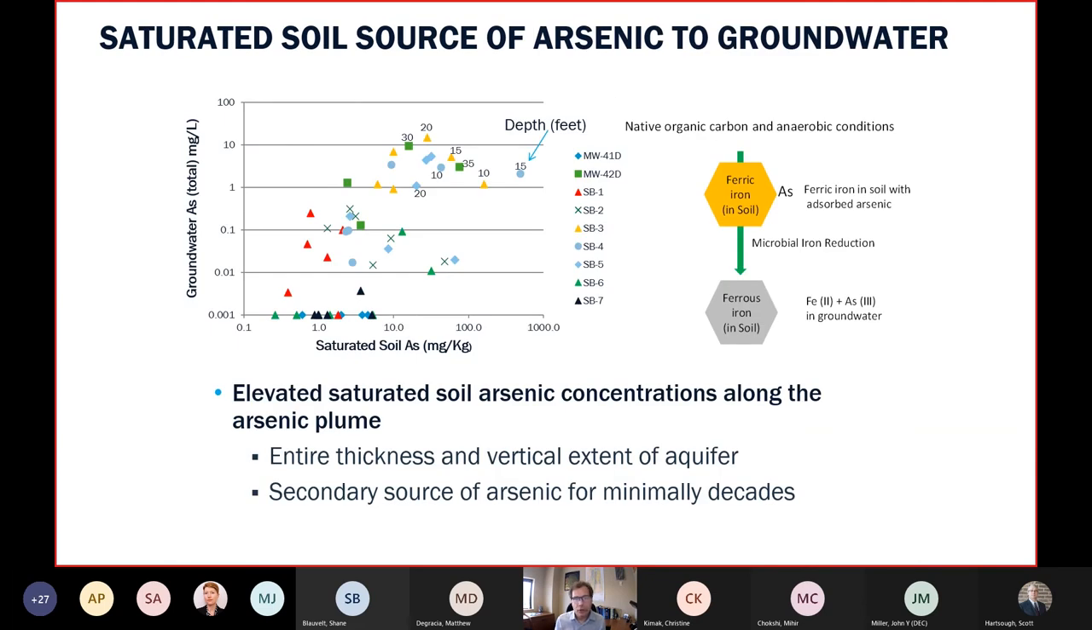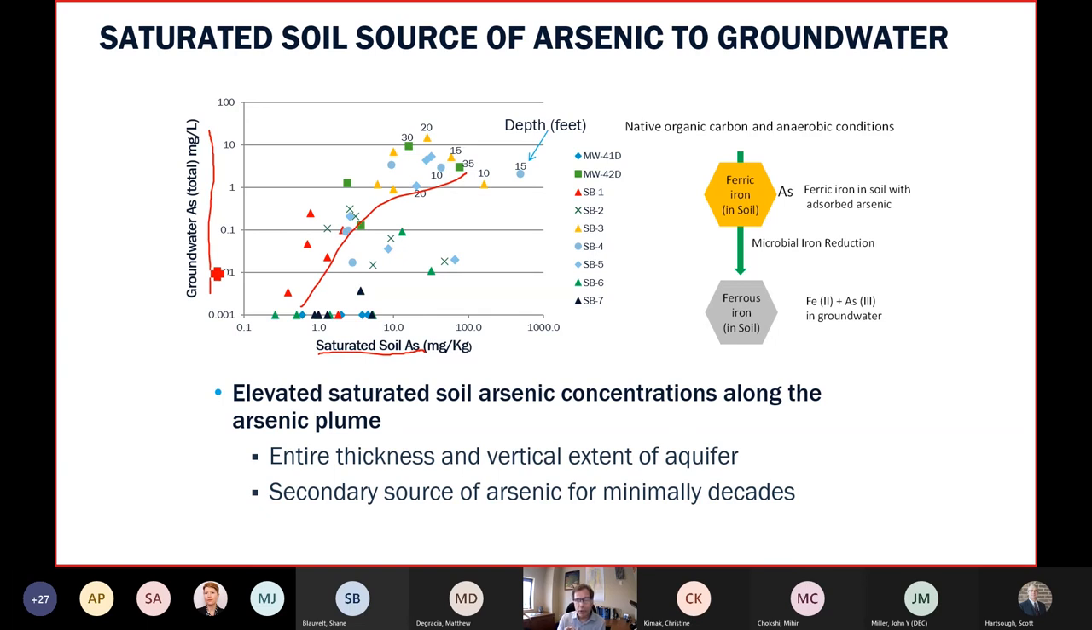So here are saturated soil sources of arsenic and groundwater. On the x-axis, we have saturated soil arsenic. These are the arsenic concentrations of the saturated soil, and these are the groundwater concentrations. What you notice here is a relationship between increases in soil arsenic and increases in groundwater arsenic, which is pretty straightforward and what we would expect.